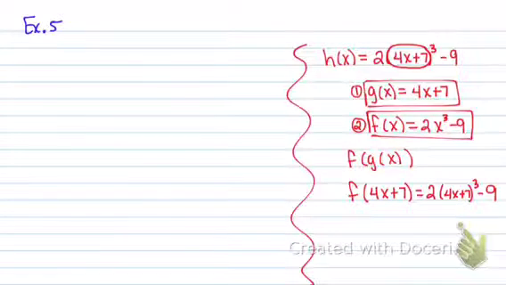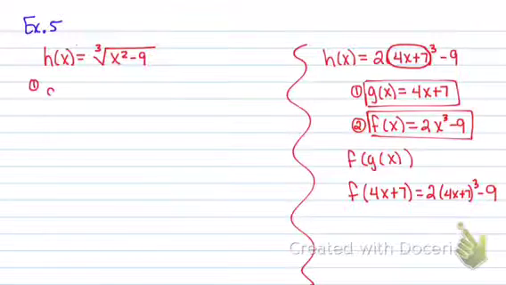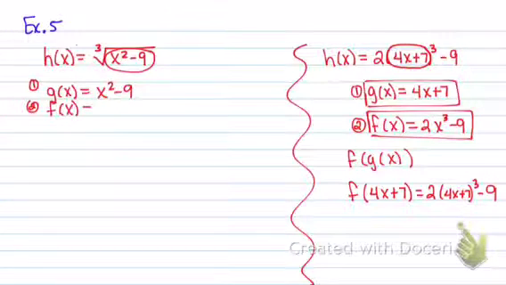Okay, so what if I take and say h of x is equal to the cube root of x squared minus 9? Well, remember, find g of x. That's what's inside with x. So I see that x squared minus 9. And then f of x says replace, this time it's going to be the x squared minus 9 with x. So you have your cube root of x. And so that would give us that one.